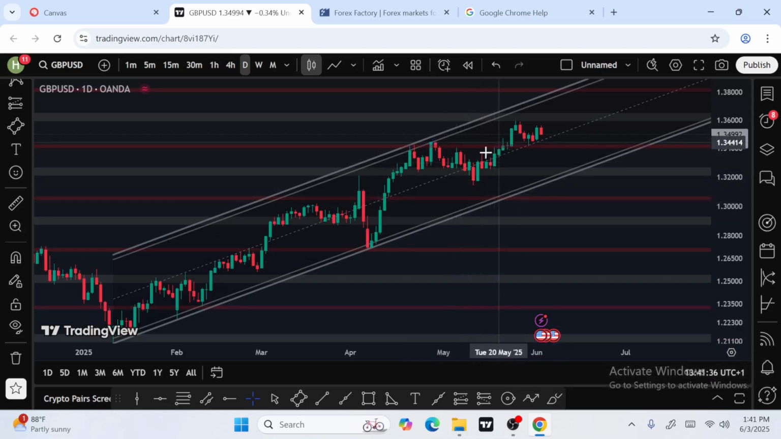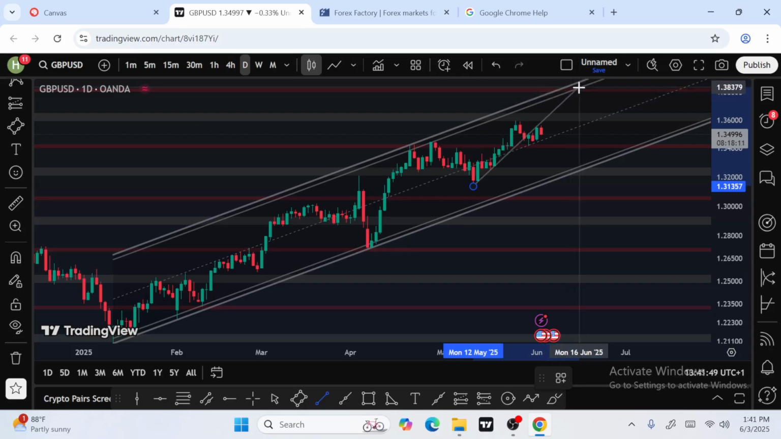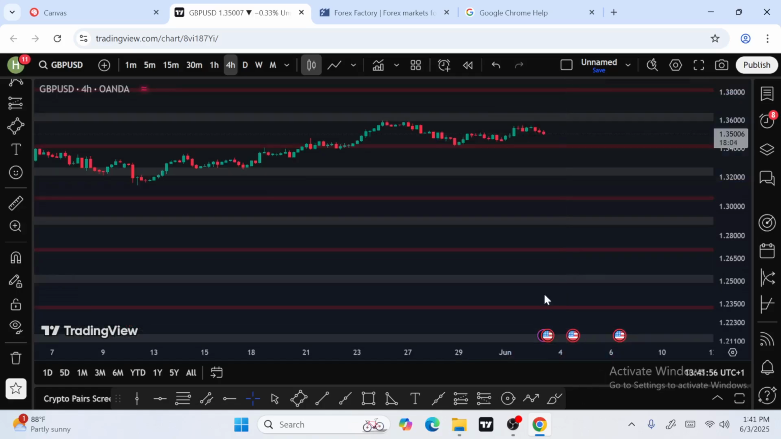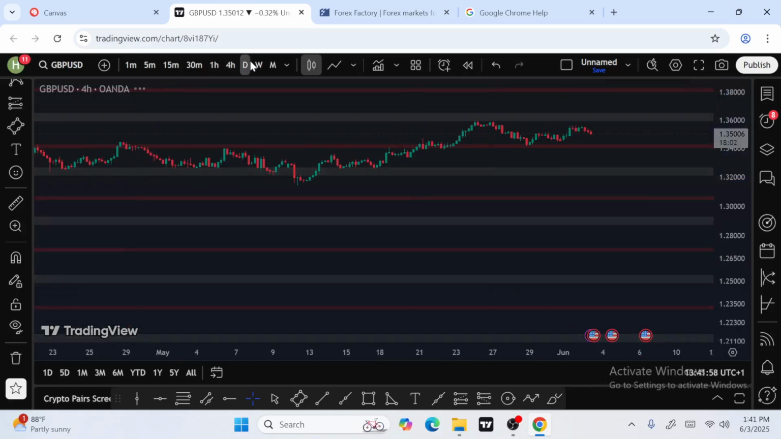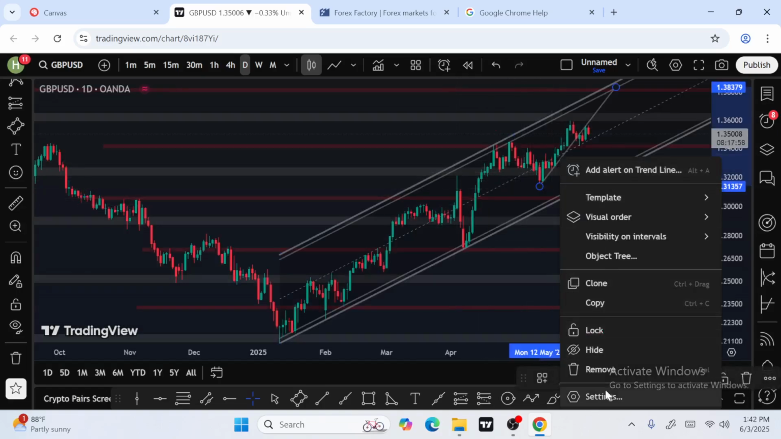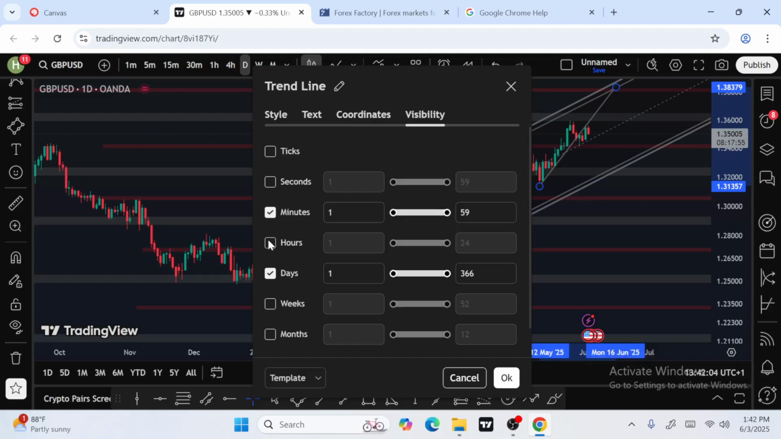Now this guy is close to our what? Current price. This particular movement is close to our current price. Is that not so? So if we place the trend line from here to here and draw it straight into the future, come to your 4 hour time frame. Okay, let's come back. So we have to bring it to 4 hours. So settings, visibility, hour, then 1 to 24.